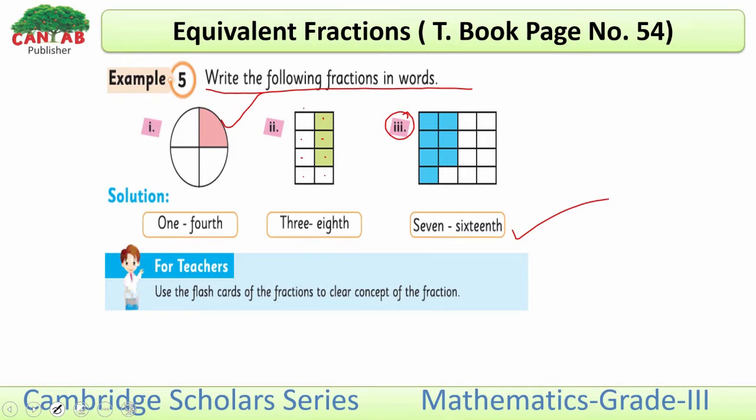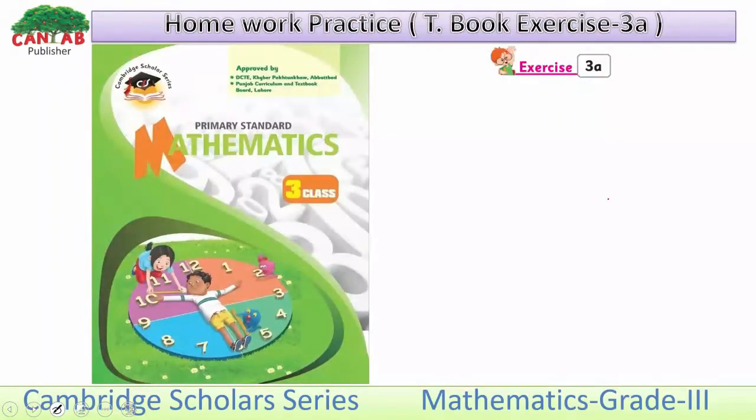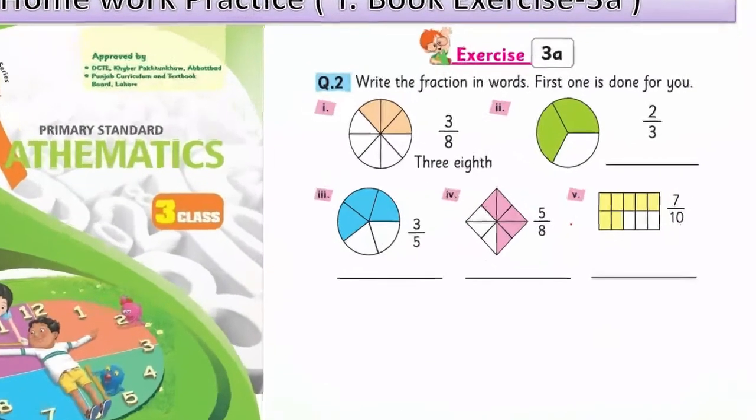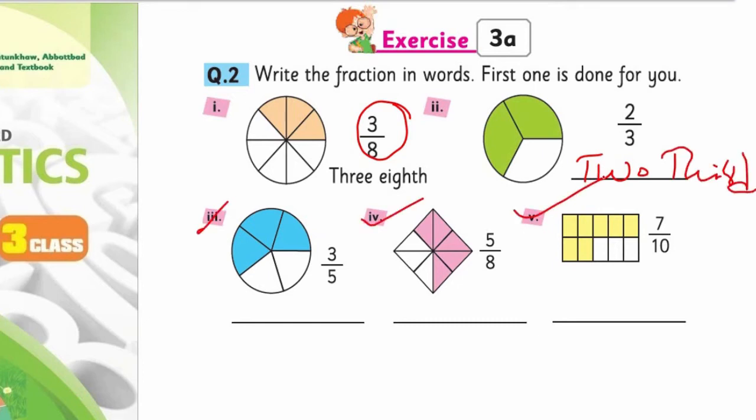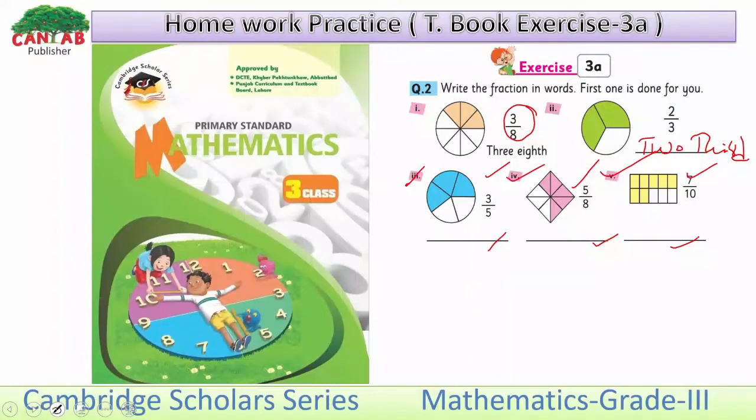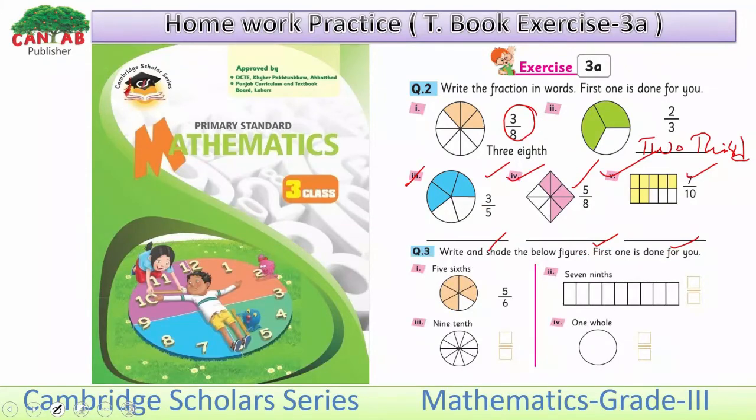Students, now come to the exercise of 3A. Look at question number 2. Write the fraction in words. First one is done for you. You can write, this is like 3/8. 2/3 means 2. Similarly, you can complete other parts. 3/5, 5/8, 7/10. And you have to write here, complete your exercise, and then send your textbook to your teacher for checking. Now come to the next question.